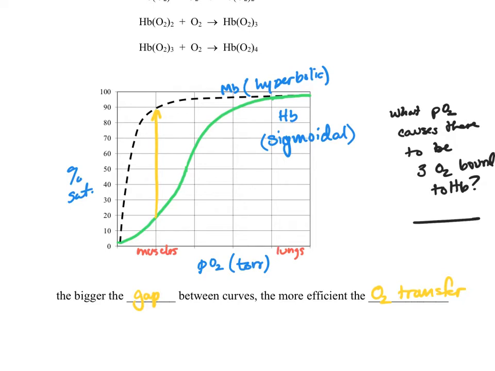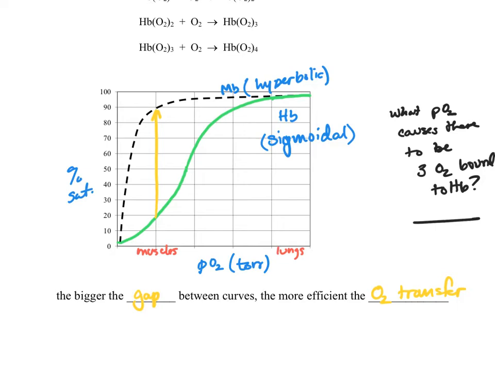Take a look at the green curve, the sigmoidal curve for hemoglobin, and ask yourself, what partial pressure of oxygen causes there to be 3 oxygen bound to hemoglobin? Pause for a moment and see what you come up with. Okay, some of you might be puzzled by that. How do we know?